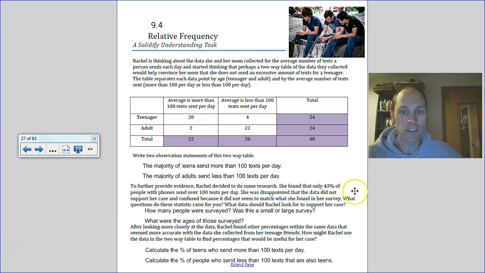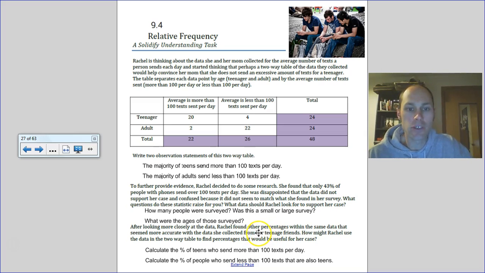I thought after looking at the data, and she found that only 43% of people with phones send over 100 texts per day, we would try to find out, well, how many people were surveyed? And was this a small or large survey? Are we looking at this particular survey right here? If so, it's not a very large number to work with. I would try to get a larger number of participants in the survey. Also, what were the ages of those surveyed? Is the 43% total? Is it just teens, just adults? So those are some questions we would look to have answers for in order to have a better answer for, should I send more texts or not?